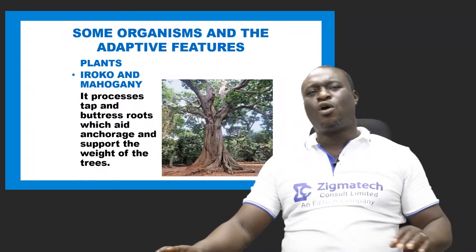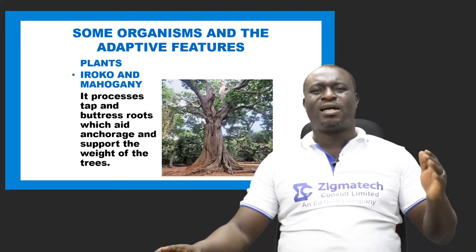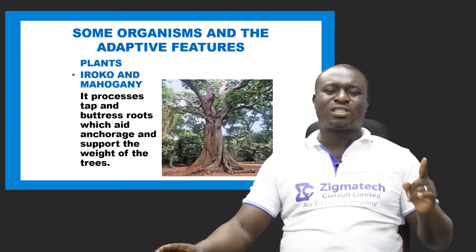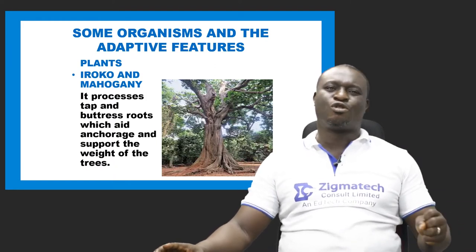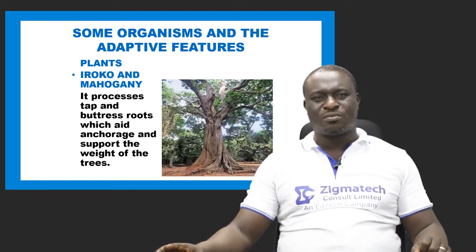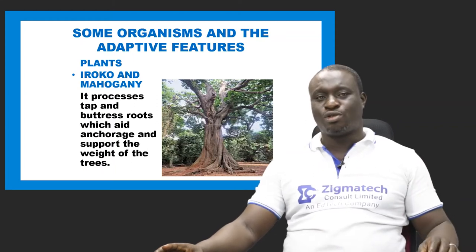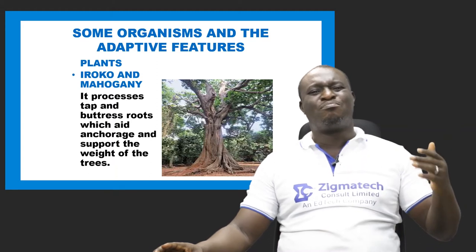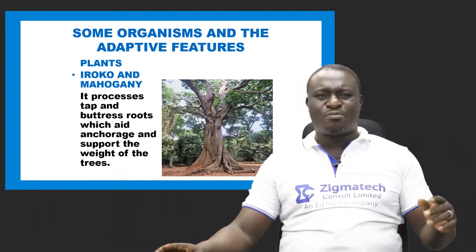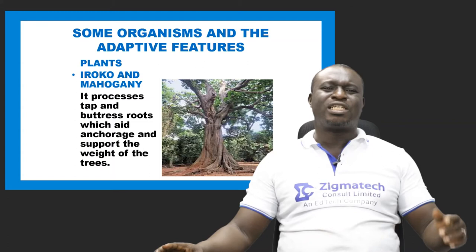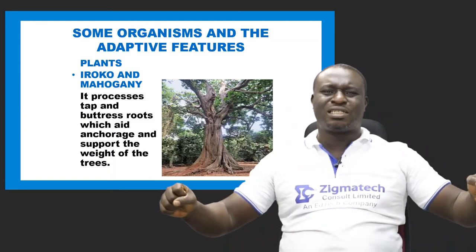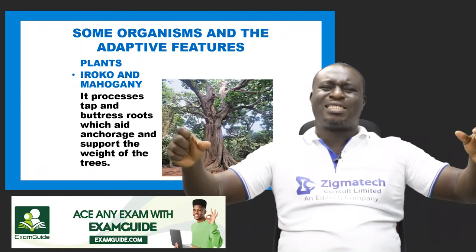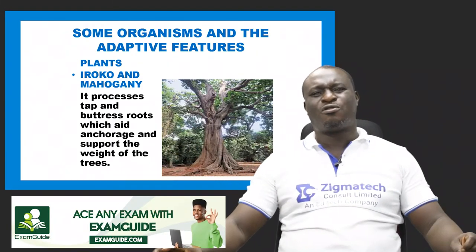Now, some of the organisms we find in forest habitat, mostly plants. We have the iroko tree. We also have the mahogany tree. Now, the iroko tree possesses tap roots and buttress root systems, which aid anchorage. These roots are for anchorage and support. They support the entire weight of the plant.